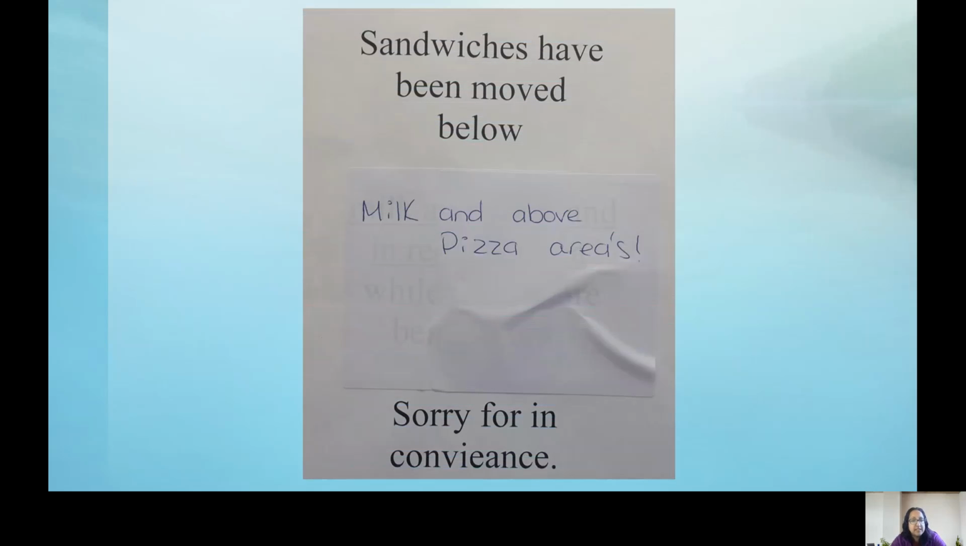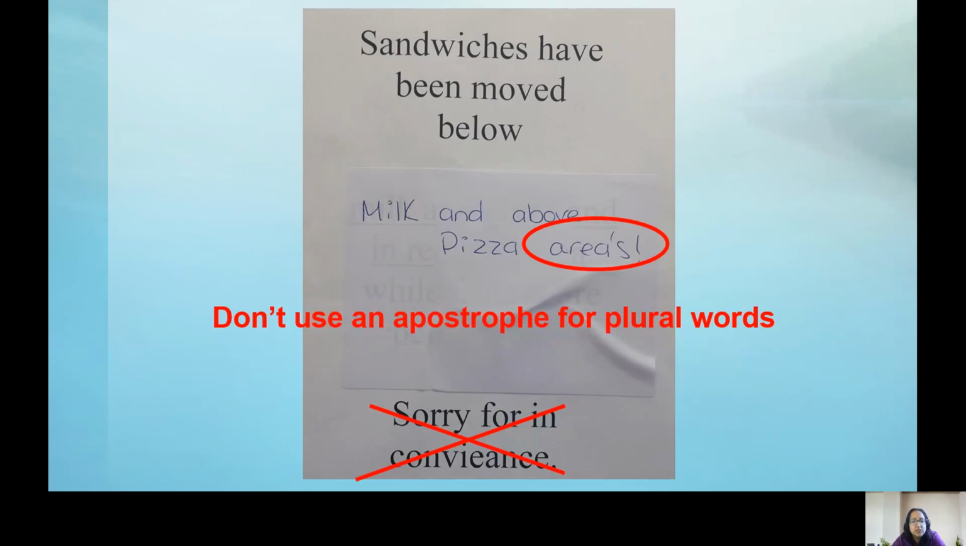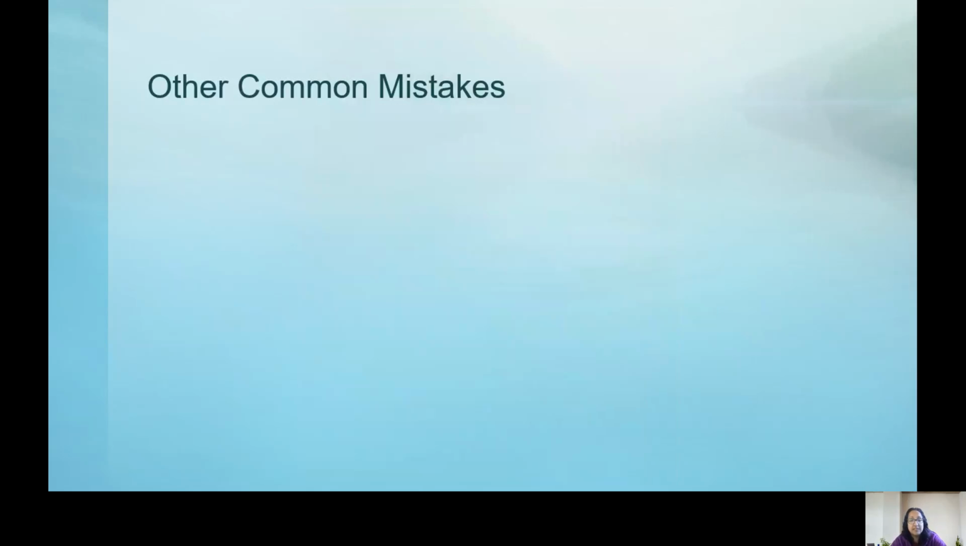Okay. Coming back to this poster, this sign that I saw in a supermarket, and again, we'll ignore the bit at the bottom. Is this correct? Are we using the apostrophe here for possession or as a contraction? Well, no, we're not. We don't use an apostrophe for plural words. This is a common mistake that a lot of people make. Don't make that mistake.